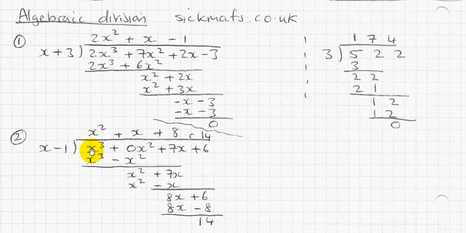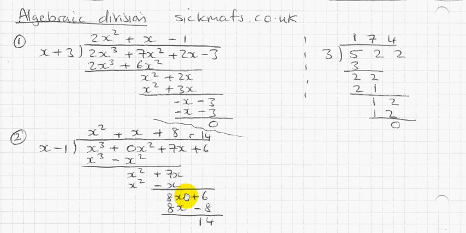So x is into x cubed goes x squared times, so x squared times x minus 1 is x cubed minus x squared. Take them away, x cubed take away x cubed, nothing. 0x squared take away minus x squared is x squared. You know, minus minus makes a plus. Drop the 7x. x is into x squared goes x times, so x times x minus 1 is x squared minus x. Take them away again, that gives nothing. 7x minus minus x is 8x. Drop the 6.